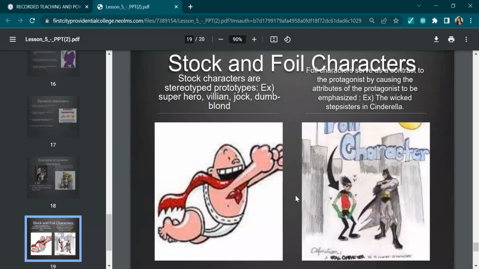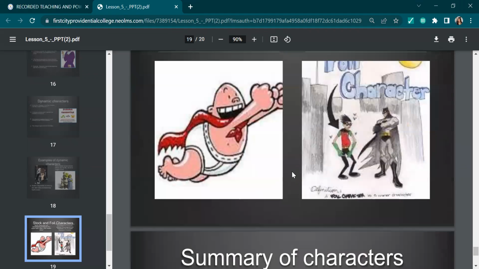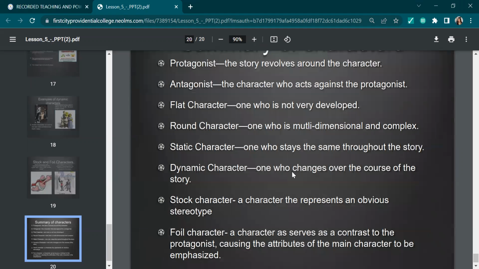All right. And then we have the stock and foil characters. Stock characters are stereotype prototypes. Example, superhero, villain, jock, dumb blonde. And foil characters serve as a contrast to the protagonist by causing the attributes of the protagonist to be emphasized. For example, the wicked stepsisters in Cinderella. Summary of the characters. Check.